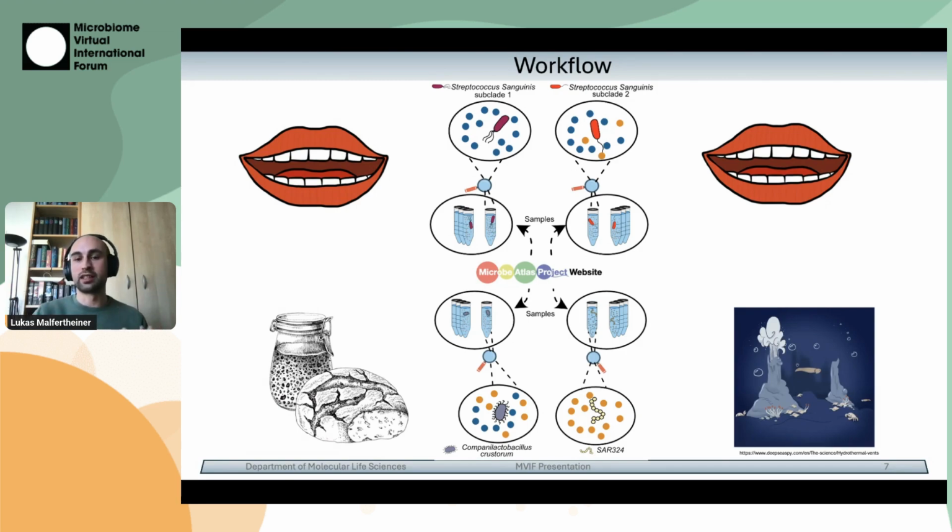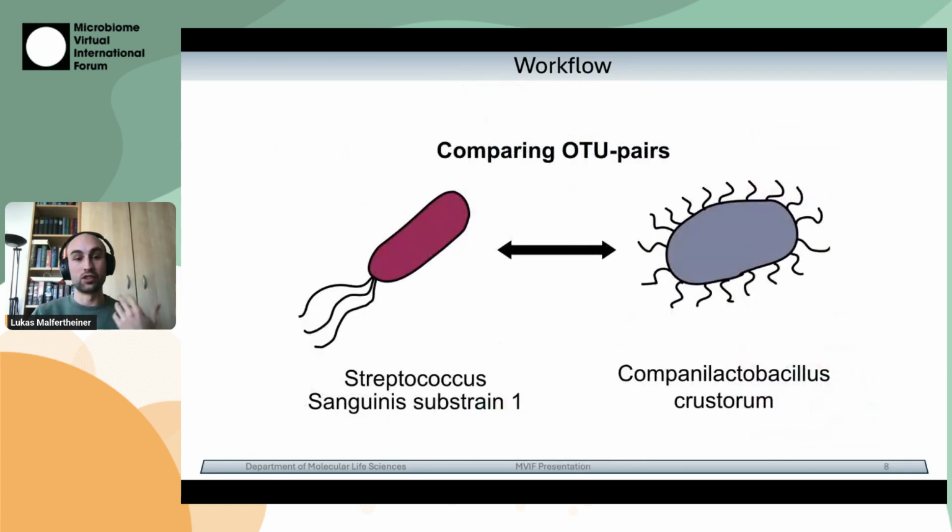So we would expect them to basically share no community members with the other species because they're found in a very, very distinct environment. And then what we do is that we always compare pairs of these OTUs in a pairwise manner. In this case, Streptococcus and Campylobacillus. And we always compare two main parameters.